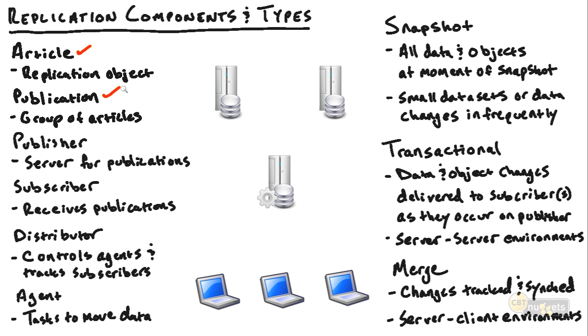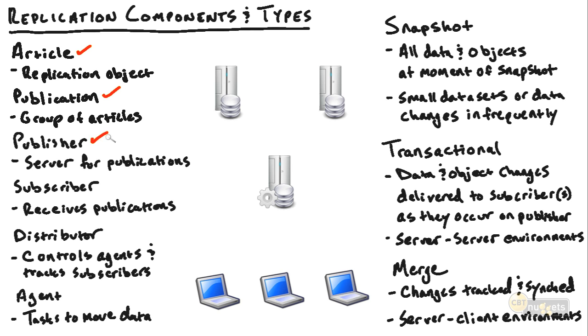We also have a publication, and a publication is really just a collection of articles, and that's the physical object that we're going to be working with in SQL Server. We're going to create a publication, specify what articles are in that publication, and then when we set up subscribers on our destination servers, they're going to subscribe to a publication.